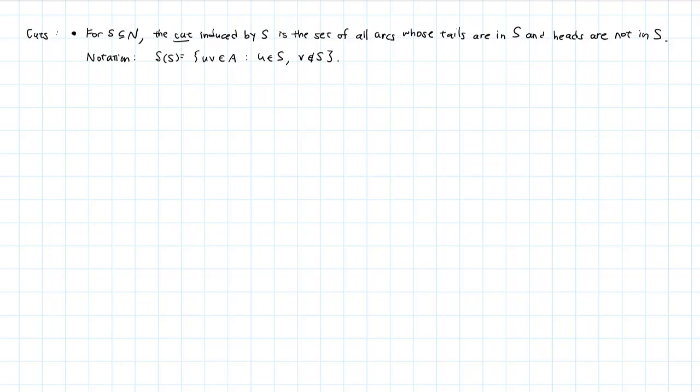there may be arcs that seem to cross a cut but are not actually in the cut. If we want to talk about arcs that go into S, then we will write delta of S bar, which are the arcs UV where U is not in S and V is in S. This notation makes sense because the set of all the arcs that go into S is the same as the set of all the arcs that go out of the complement of S.